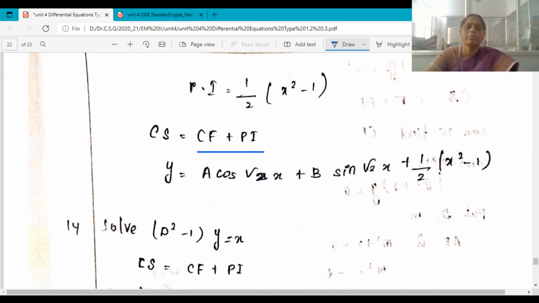So you add the complementary function and particular integral, and it will give you the general complete solution.